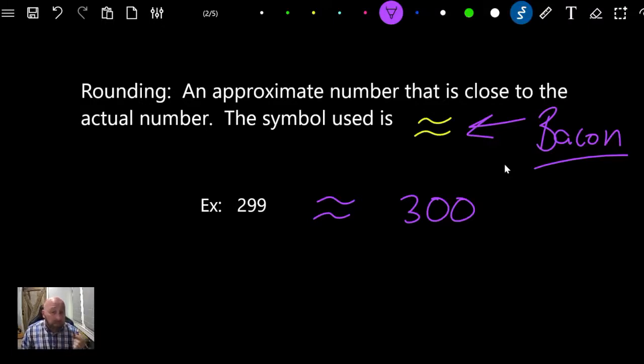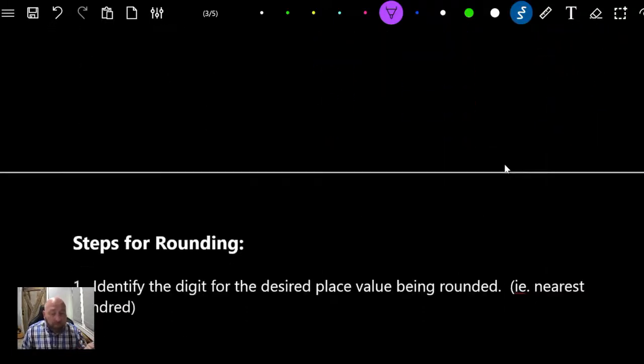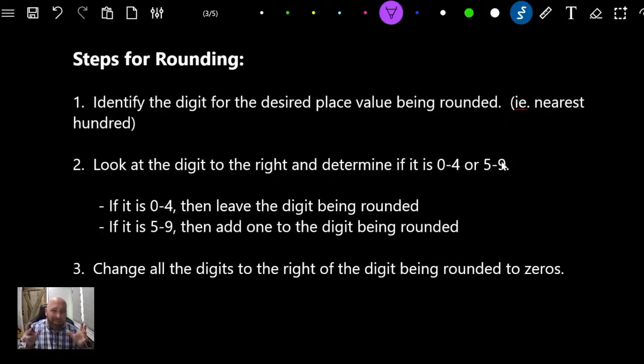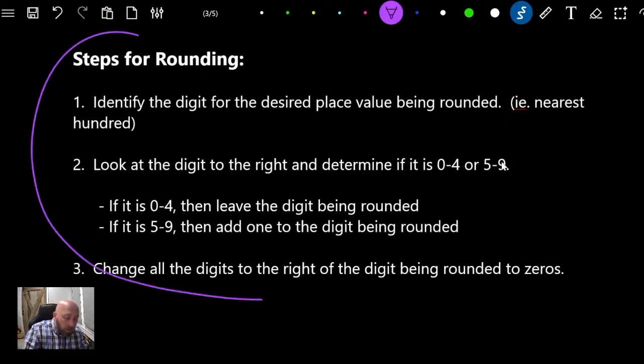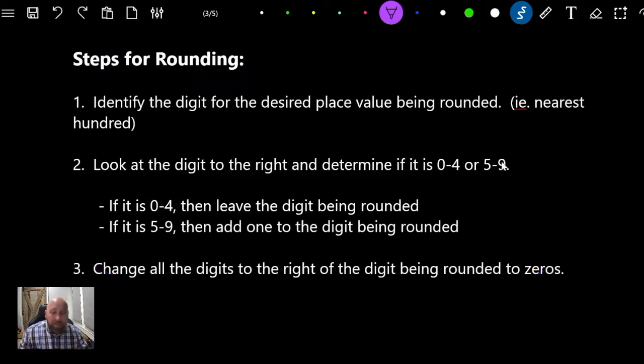But there's other ways that we can do it using place value. So if we come down here, this is a great time to write this down. Pause the video, write all of these steps in your book. I think that's going to be helpful. So steps for rounding. Number 1, identify the digit for the desired place value being rounded. Okay, so are we rounding to the nearest 100? Are we rounding to the nearest 1,000? Are we rounding to the nearest tenth? Are we rounding decimals? What are we rounding off?